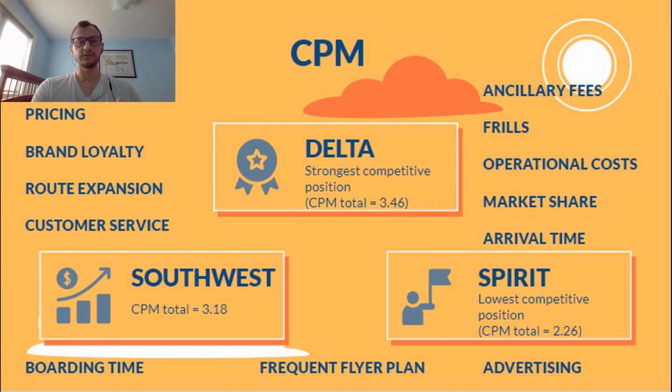Southwest seems to be performing the best in operational cost, ancillary fees, and boarding time, while Delta would be best in route expansion, their frequent flyer plan, and market share, and Spirit is only best in the category of pricing.